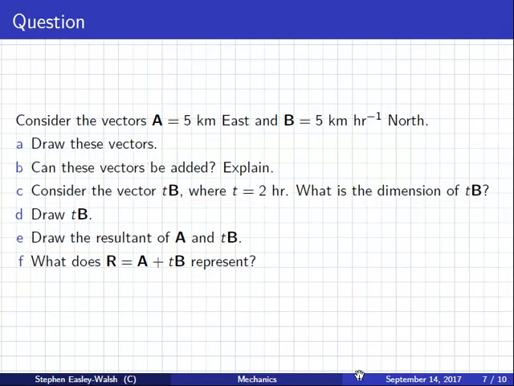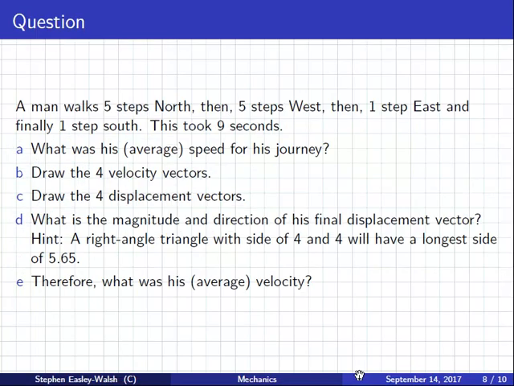Can I go to the next example? Yep. Okay. Here's another one. I think it's a bit too much English to write it all down. I think we'll just do this one together as we read it. Okay. So a man walks 5 steps north, 5 steps west, 1 step east, and then 1 step south. This took 9 seconds.